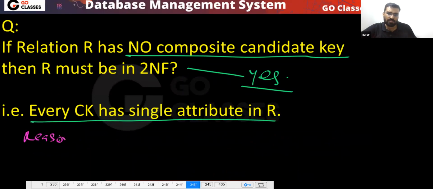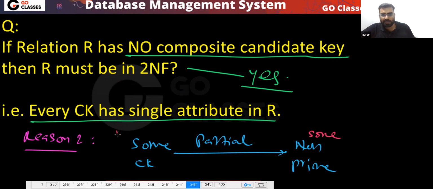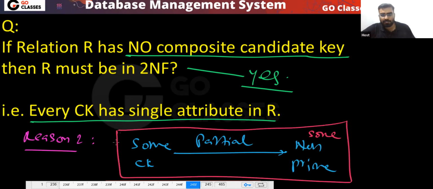What is reason two? Alternative reason: if every candidate key is a single attribute, then you cannot have this partial dependency. This partial dependency is not possible. Okay, so this is the idea.